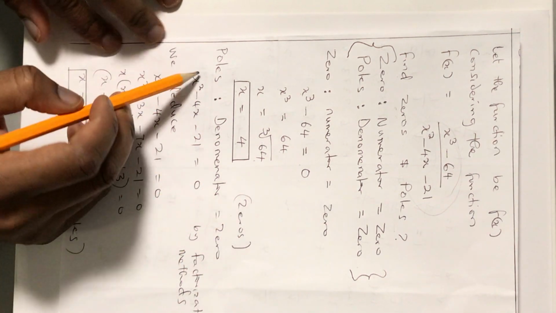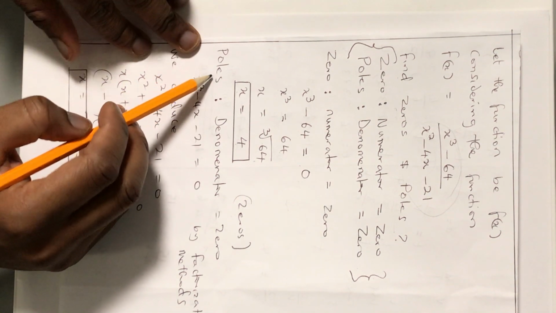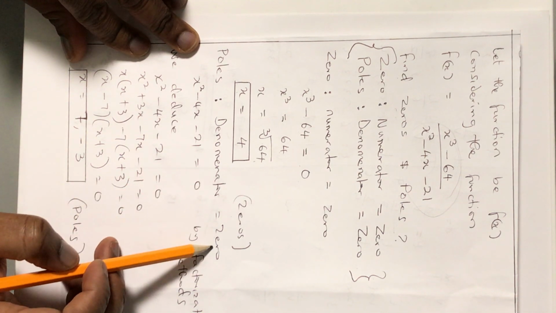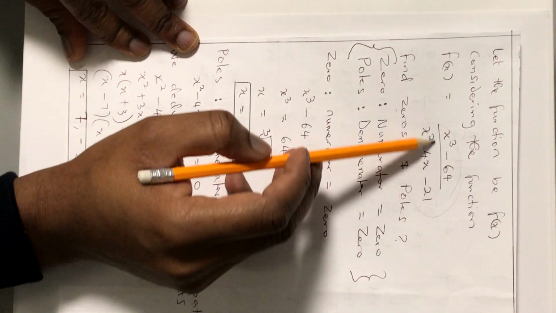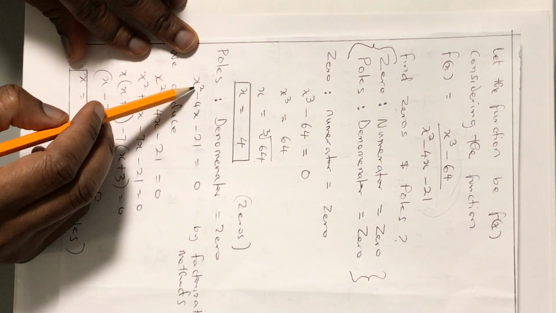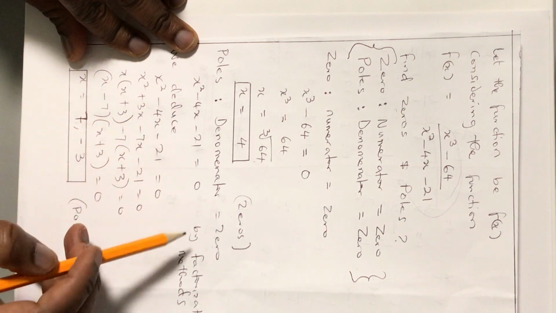Let's move on. To find our poles, they are defined whenever the denominator equals 0. So in order to make our denominator equal 0, we take the denominator of our function over here, which is x^2 - 4x - 21 = 0.